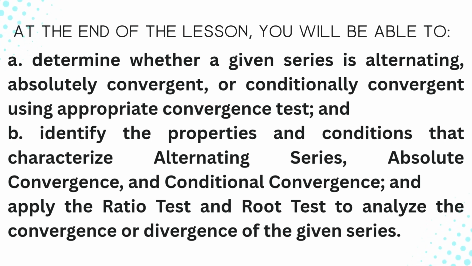At the end of the lesson, you will be able to: first, determine whether a given series is alternating, absolutely convergent, or conditionally convergent using an appropriate convergence test. Second, identify the properties and conditions that characterize alternating series, absolute convergence, and conditional convergence. And third, apply the ratio test and root test to analyze the convergence or divergence of the given series.